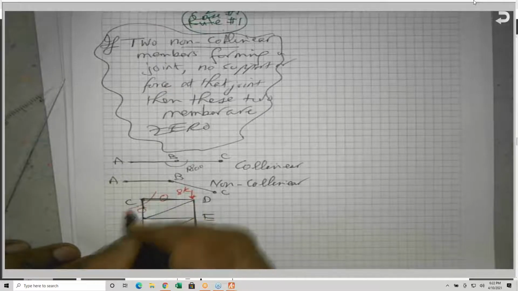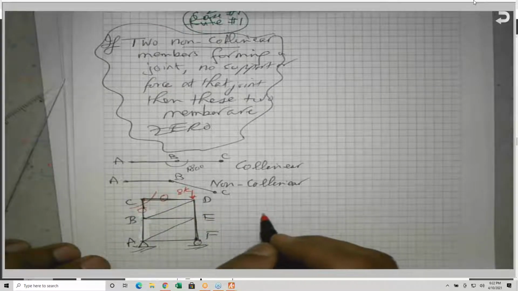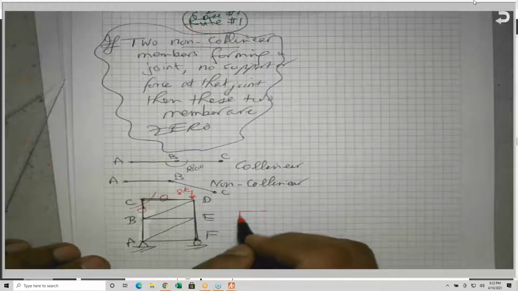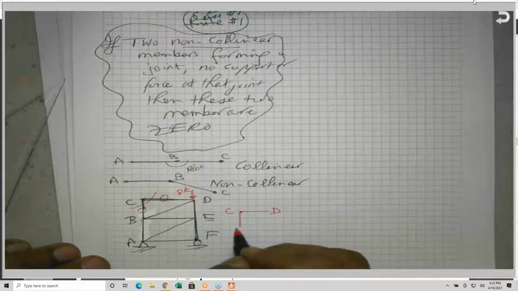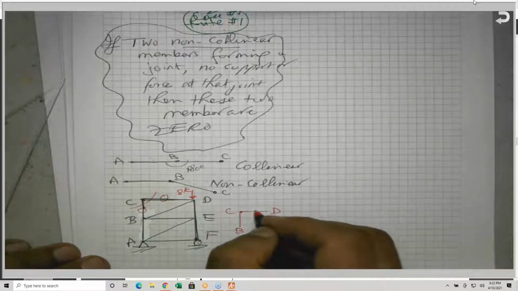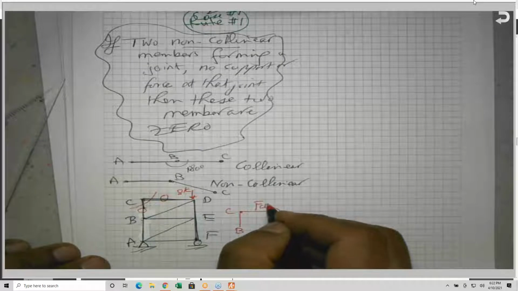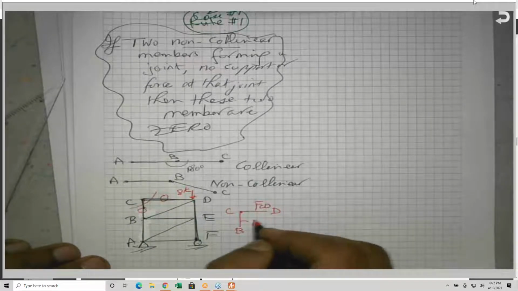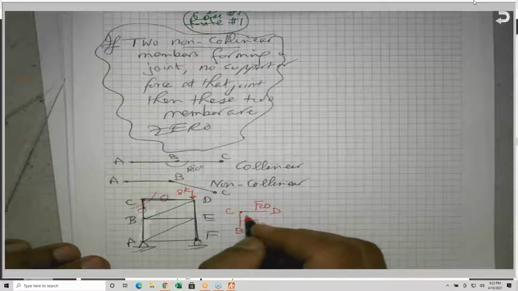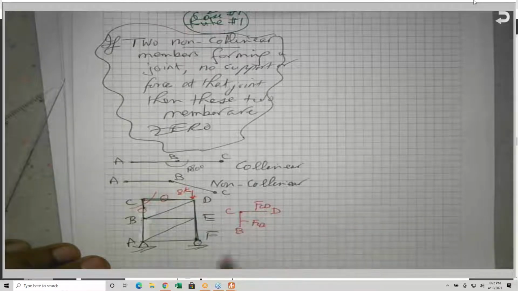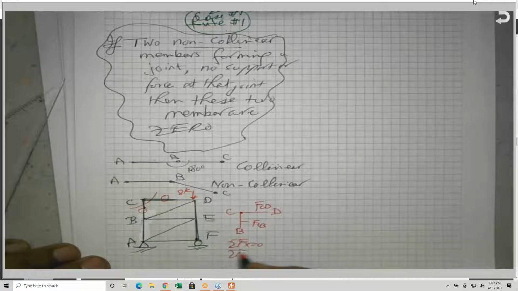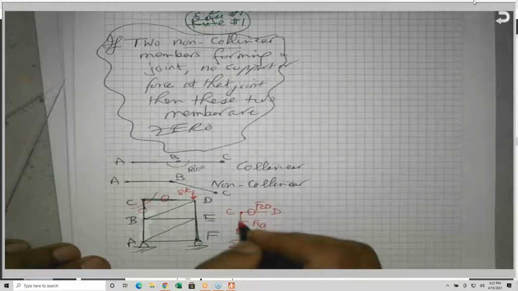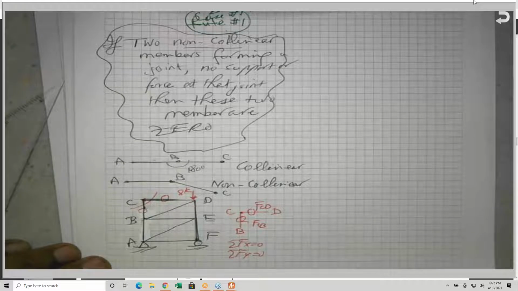Method of joints: we cut the joint and take it outside. If you take joint C out and apply the two equilibrium equations, this is CD and this is CB. I have a force here, the force in member CD, and a force here, FCB, and there are no loads or support. If you apply sigma force X equals 0 and sigma force Y equals 0, both are 0. You end up with two zero force members. Are you following me?